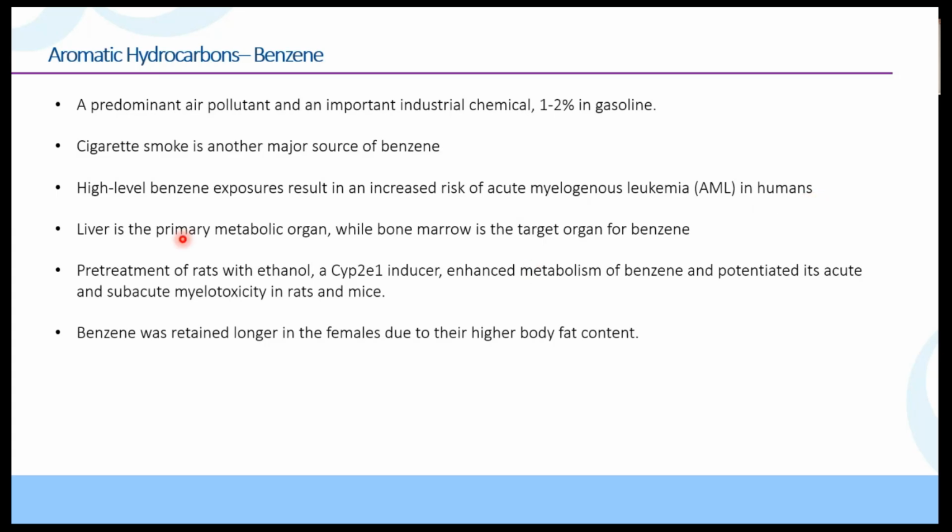For benzene, liver is the primary metabolic organ, while bone marrow is the target organ for benzene. Pre-treatment of rats with ethanol, a CYP2E1 inducer, enhances the metabolism of benzene and potentiates its acute and subacute myelotoxicity in rats and mice. So this shows that if a person is smoking and along with alcohol intake, then the toxicity can be increased because benzene is present in the cigarette smoke. And benzene was retained longer in the females due to their higher body fat content.